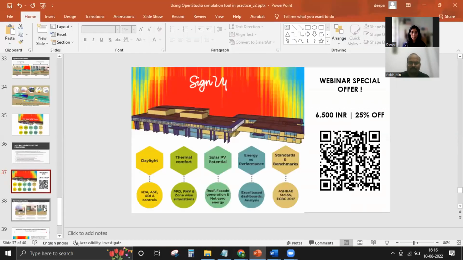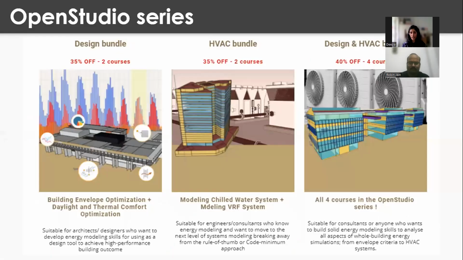Now, I'd also like to mention here that very commonly our bundle programs, or say the course bundle, is more popular than the single course registration. So I mentioned there are 4 courses in the series. The first 2 courses, the envelope optimization and the daylight and thermal comfort, we've called the design bundle.